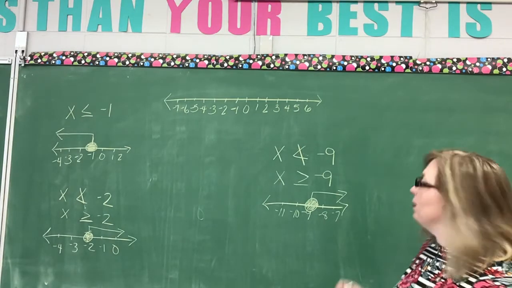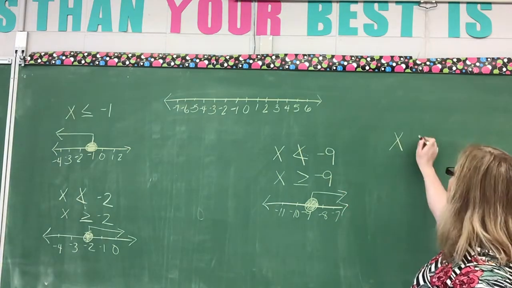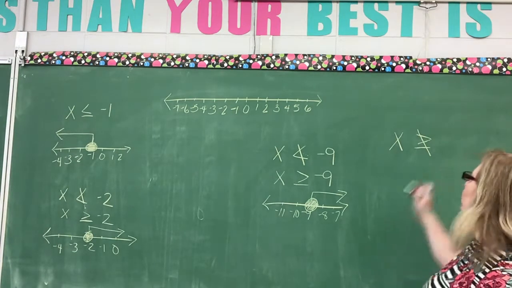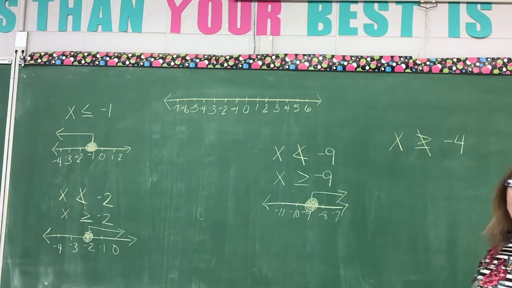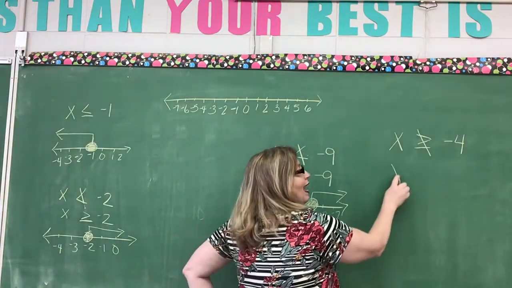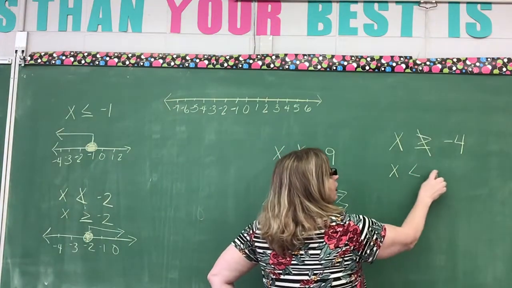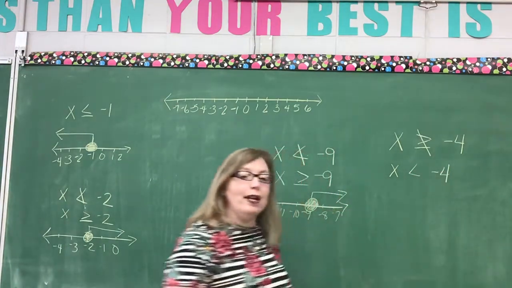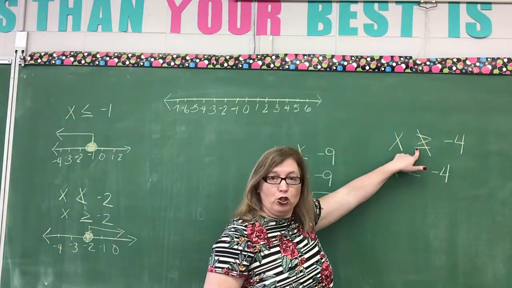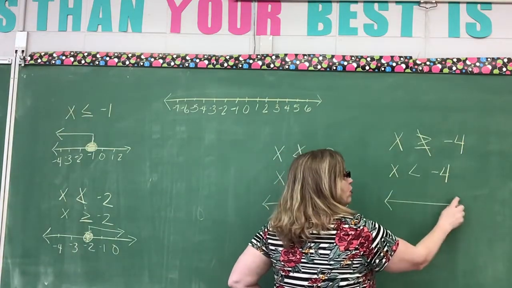Okay, let's do the next one. Look at number 7. It says x is not greater than or equal to -4. So what is the true statement that we're going to write? We're going to say x is less than -4. Do I need to put the equal? No. Since it says up here it's not equal to it, I'm not going to put it in my true statement. Okay? Draw your number line.